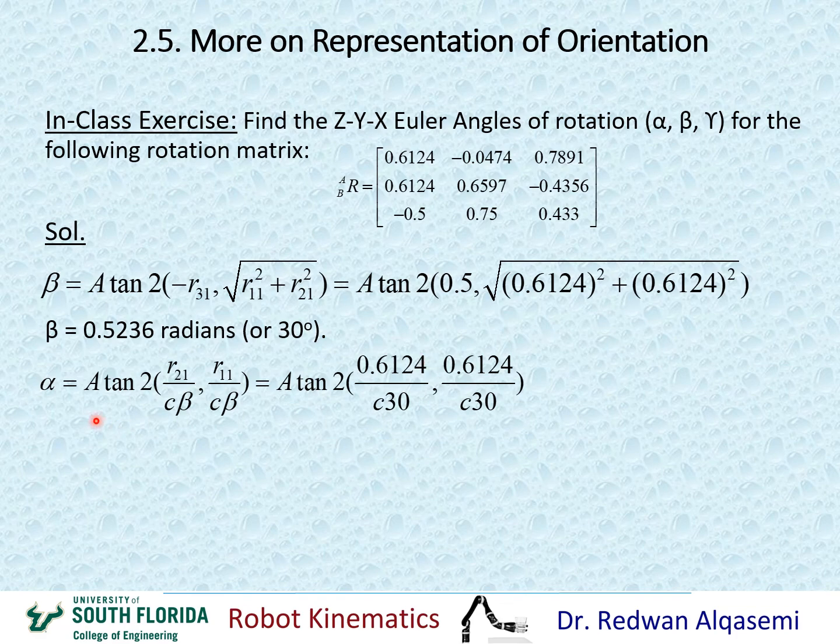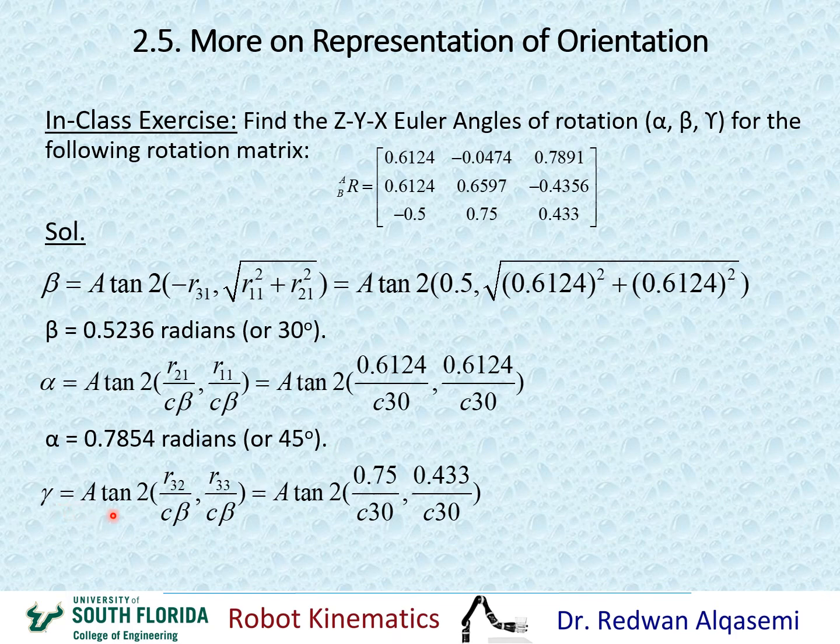We go on to alpha, which is atan2 of R21 divided by cosine beta and R11 divided by cosine beta. R21 is the second row, first column, which is right here. And we can put this in here. And then cosine beta, we already found beta to be 30 degrees, so we can put here cosine of 30 degrees. And then R11 is right here, first row, first column, so I can place it here and divide it by cosine beta, which is cosine 30 degrees right here. If I solve this, I'm going to find out that alpha equals 0.7854 radians or 45 degrees.